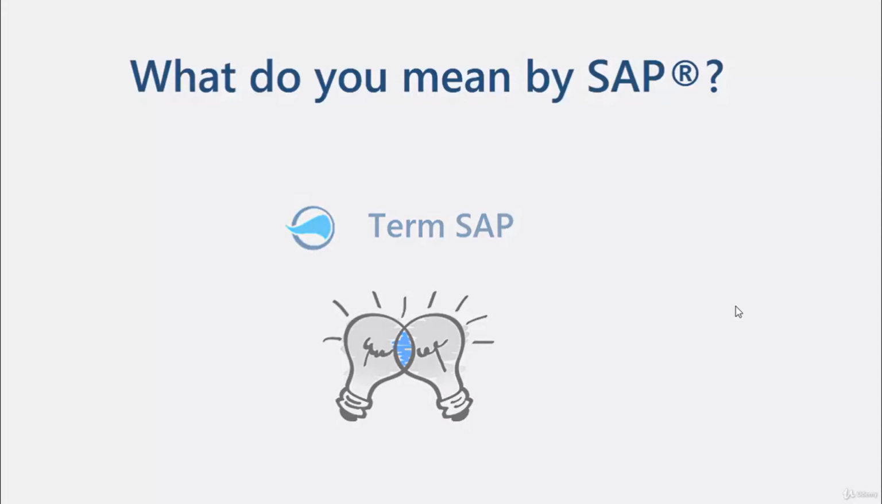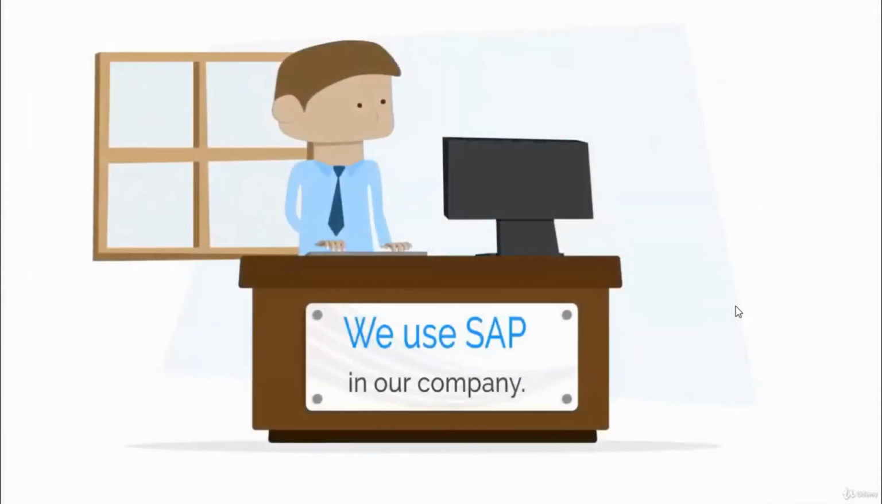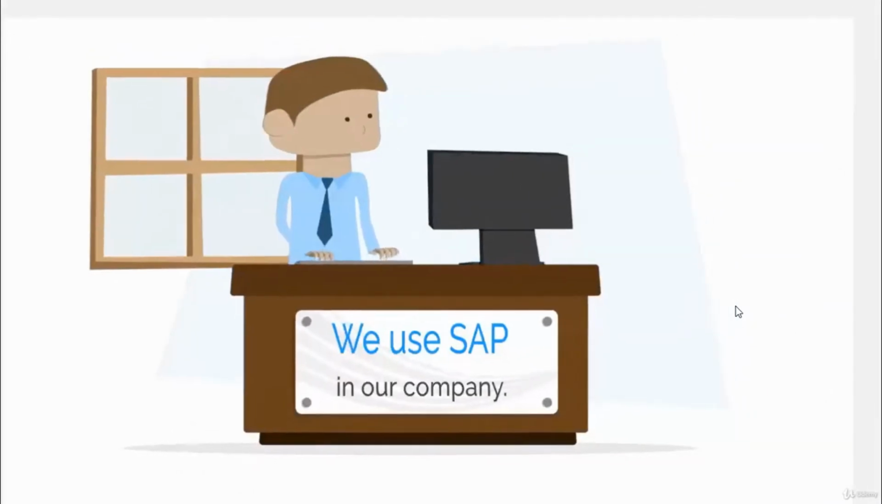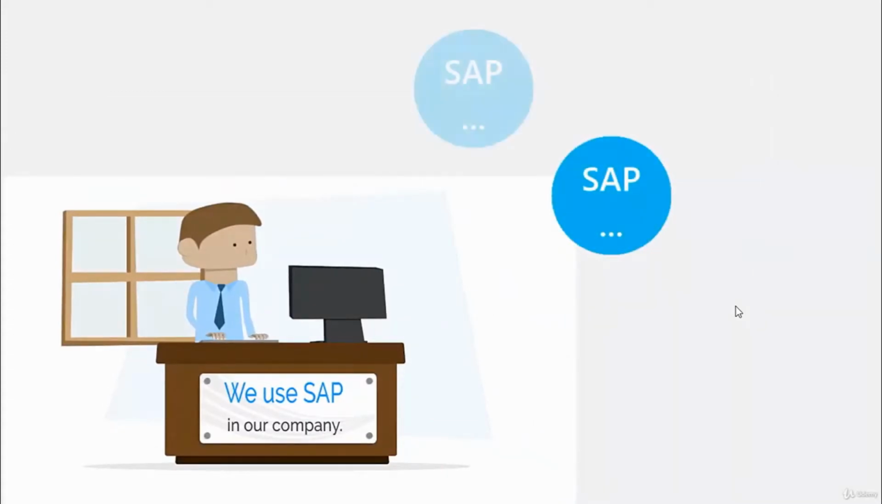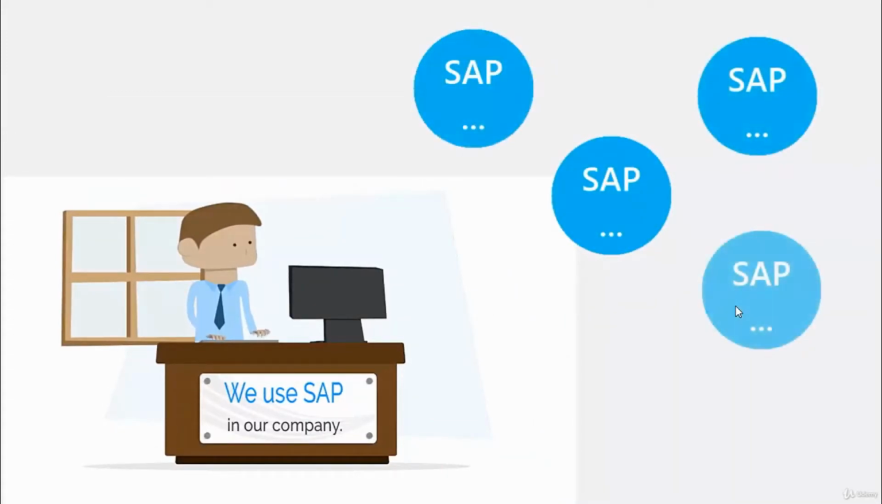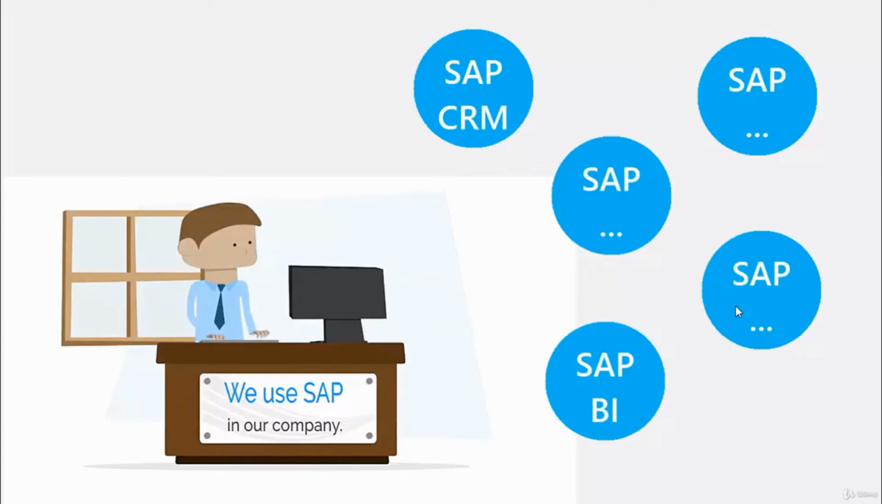So let's get going. If someone says that they use SAP at work, this, in fact, is a very general statement. SAP as a company offers many different products, and their names always begin with the letters SAP. So which product is meant? Is it, for example, SAP CRM or SAP PI or SAP ERP?